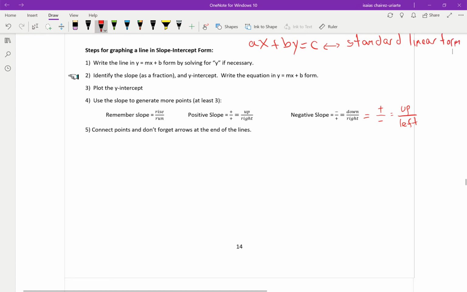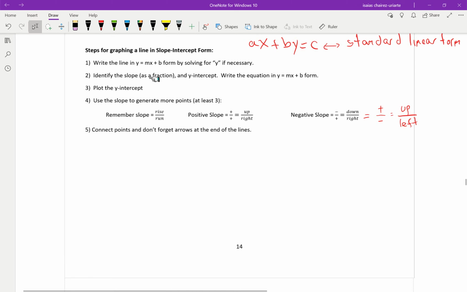Okay, so if you're given a linear equation in this form, in standard form, the first thing you're going to want to do, so step 1, is write the equation in the form y equals mx plus b. So then that means that you're going to have to solve this equation for y. You're going to have to subtract ax, you're going to have to divide by b, you're going to have to solve for y. That's the first step.